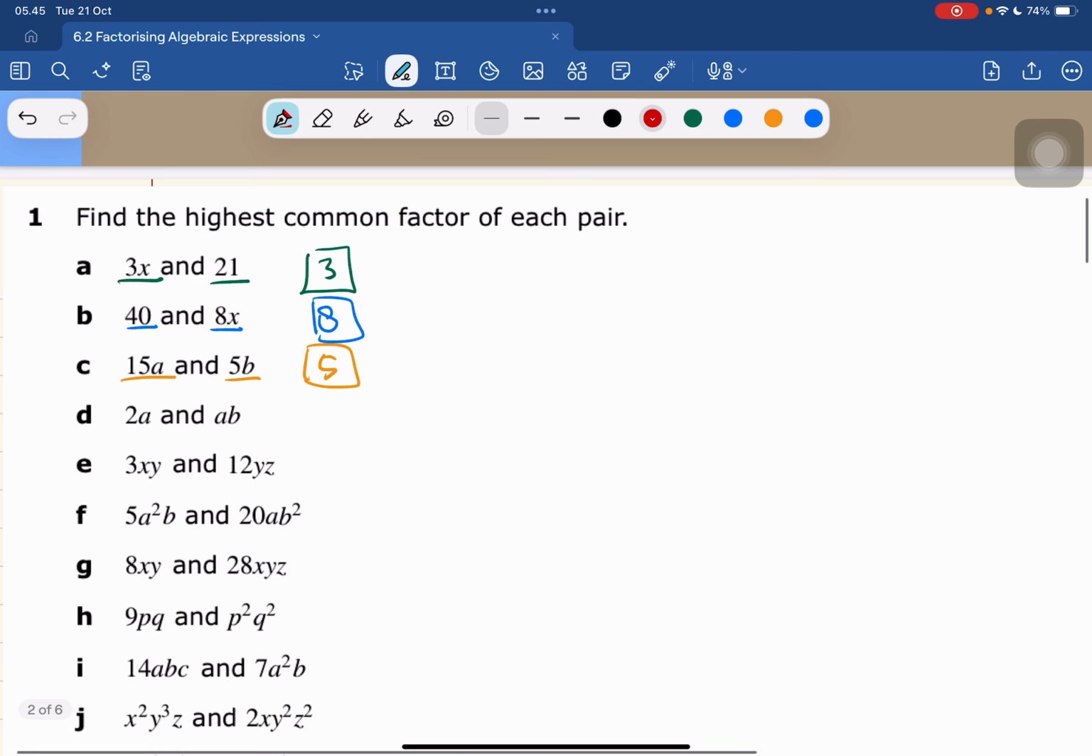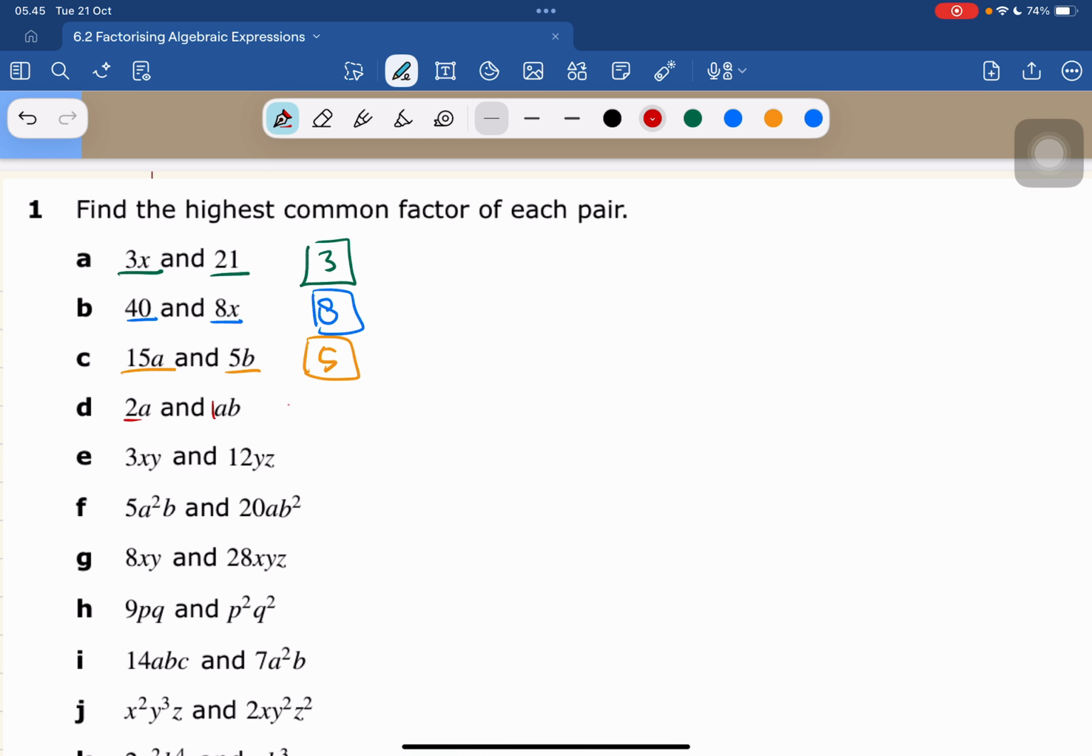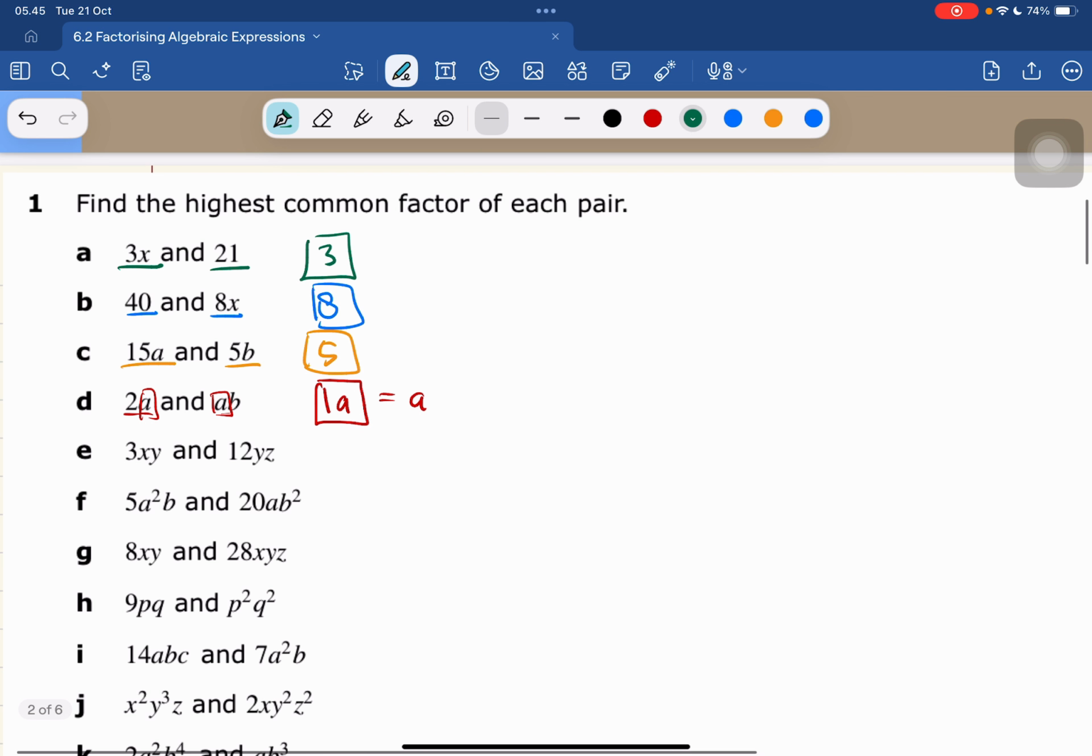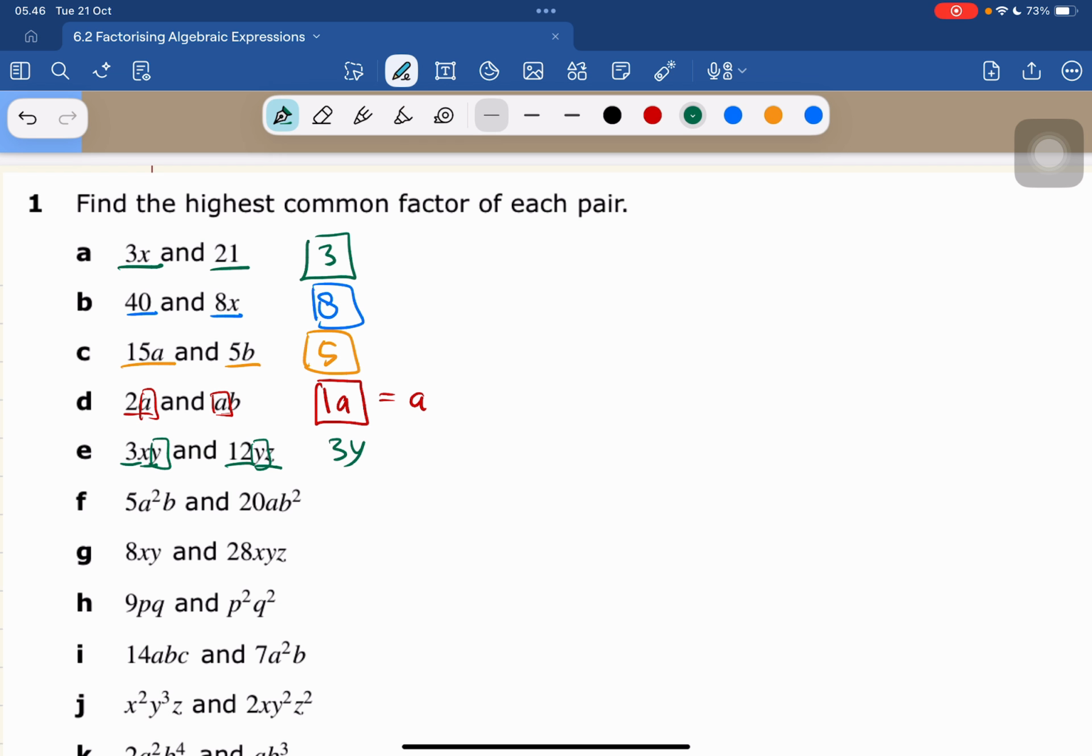Next, we've got the numbers first, 2 and nothing, so we can write it as 1. And then the variable a and ab, so the highest common factor is a. So 1a, or we can just write a. Next, starting with the numbers, 3 and 12, the highest common factor is 3. xy and yz, so the highest common factor is y. So the highest common factor of this pair is 3y.